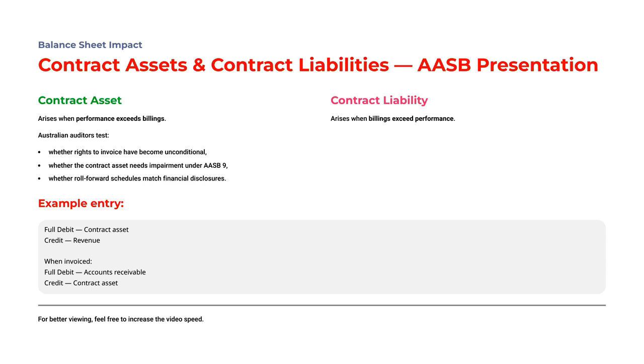Contract assets and contract liabilities. AASB presentation: a contract asset arises when performance exceeds billings. A contract liability arises when billings exceed performance. Australian auditors test whether rights to invoice have become unconditional, whether the contract asset needs impairment under AASB 9, and whether roll-forward schedules match financial disclosures. Example entry: debit contract asset, credit revenue; when invoiced, debit accounts receivable, credit contract asset.